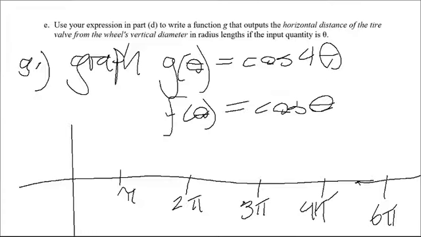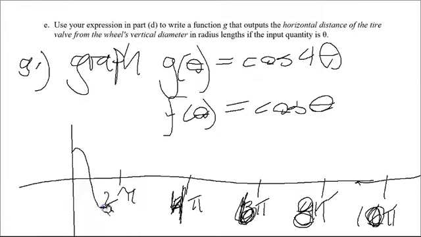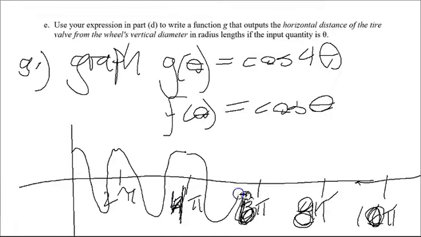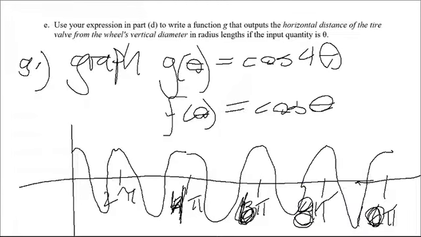No. Why don't we make this 2 pi, this 4 pi, 6 pi, 8 pi. We'll make this 10 pi. How about that? We'll go in 2 pi increments. So we know that our f of theta equals cosine theta. We're going to have a complete revolution after 2 pi, and then another complete revolution after 4 pi, 6 pi rather, 8 pi and 10 pi.